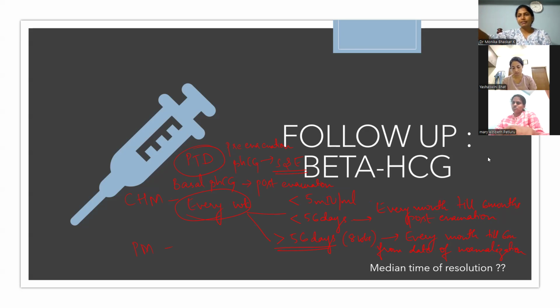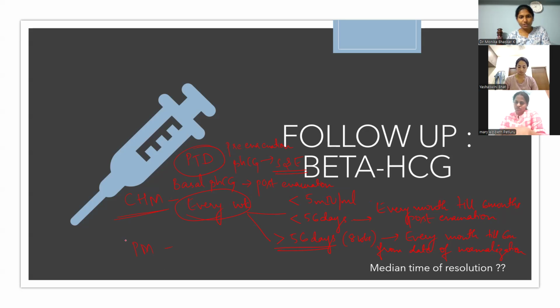So for example, 10th week it will come to normal. If the 10th week falls on August 10th, then from August 10th, the next 6 months monthly beta HCG follow-up we have to do. So if it comes back to normal within 8 weeks, it is monthly interval from the date of evacuation. But if it does not come back to normal within 8 weeks, then monthly follow-up from the date of normalization of the beta HCG. So this is the golden rule of follow-up for complete molar pregnancy.